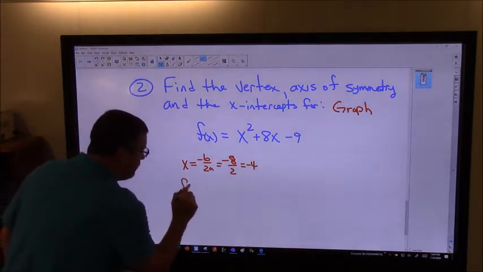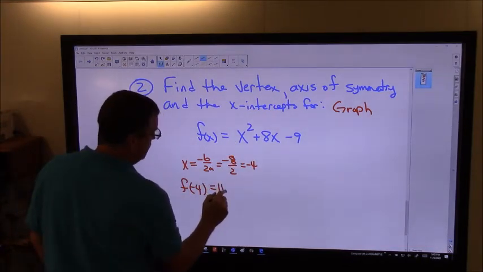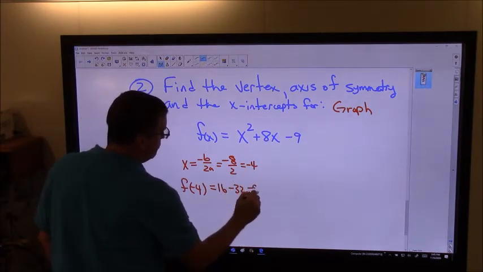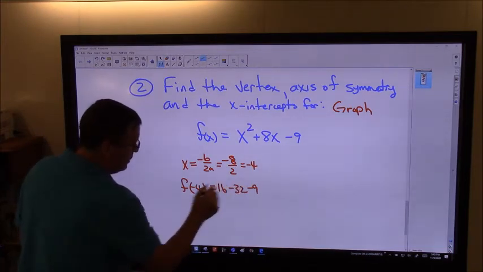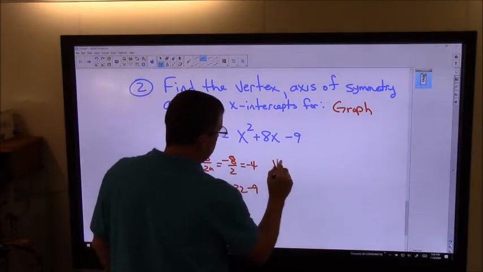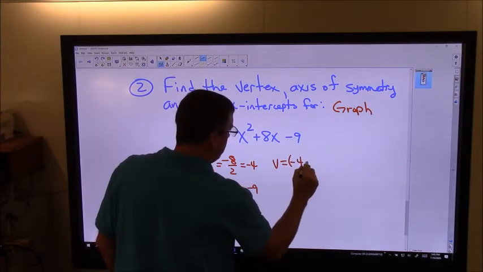So what is f of negative 4? Plug it in here, I get 16 minus 32 minus 9. So let's see, that's going to be a negative 16 minus 9, that's a negative 25. There's my vertex. Negative 4, comma, negative 25. All right?